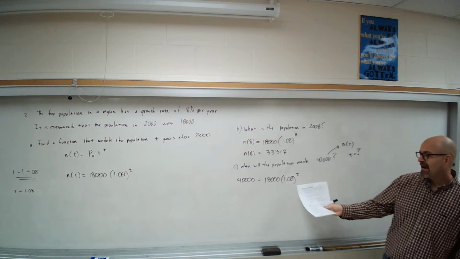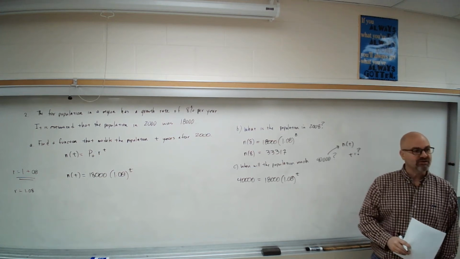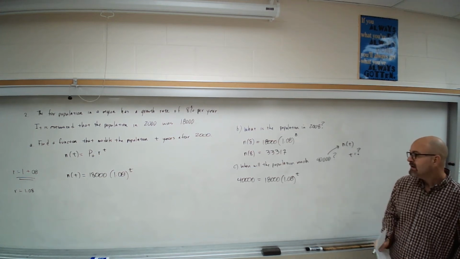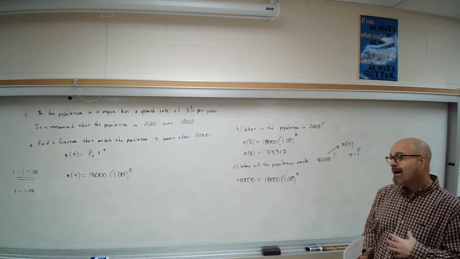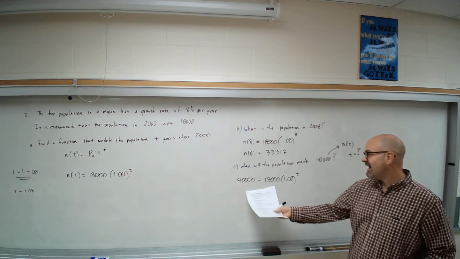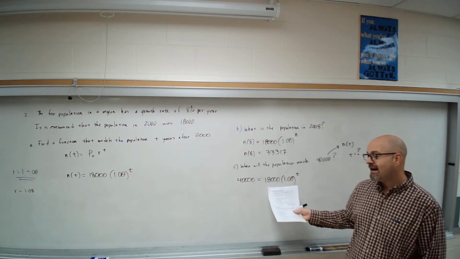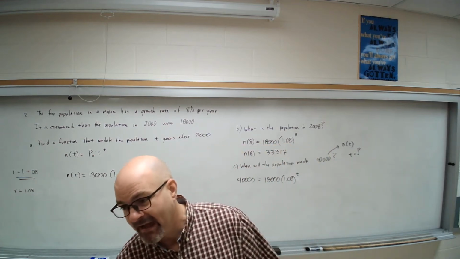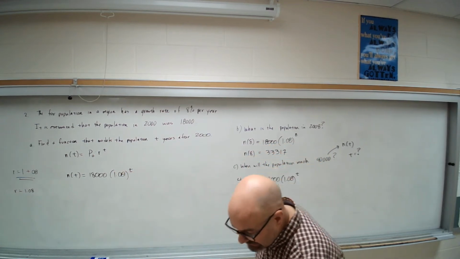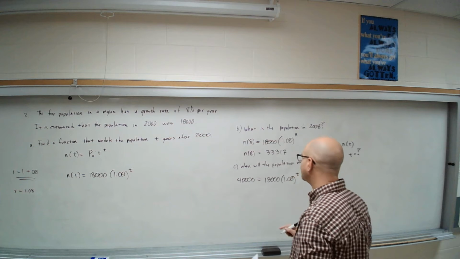Now to do this, I'm going to have to isolate the base like we always do, right? That's always something that we do. So I'm going to go ahead and divide both sides by 18,000. Now I'm kind of lazy. I just typed 40,000 divided by 18,000 and then hit the fraction key on my calculator. Or I went to math 1 and hit the fraction key, and it gave me 20 over 9.